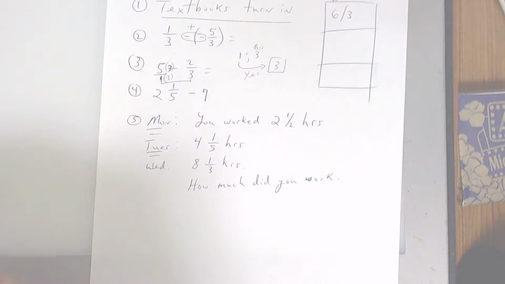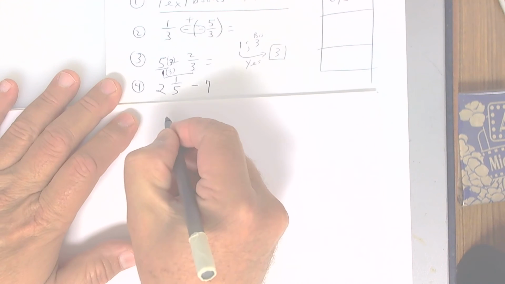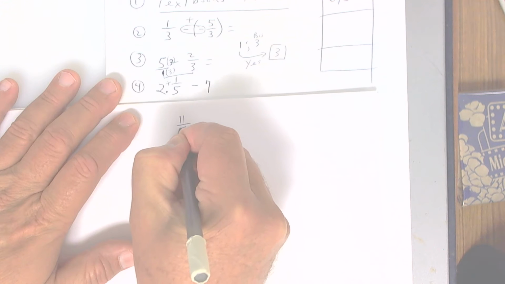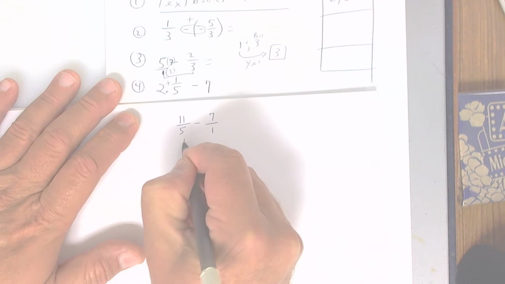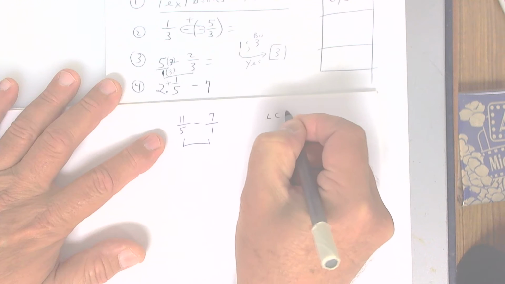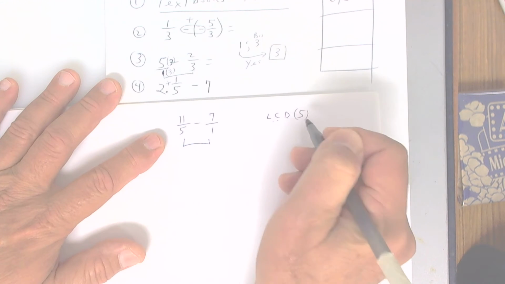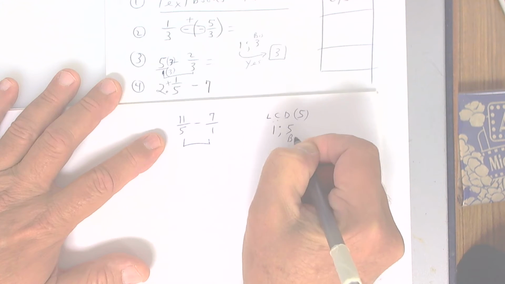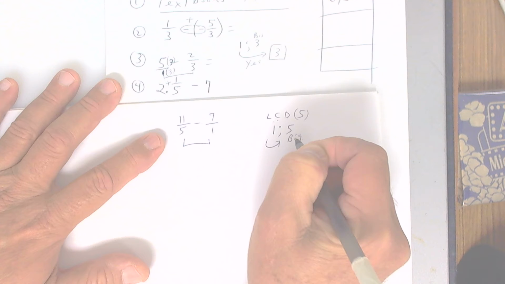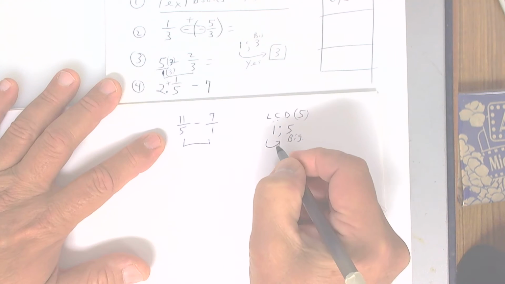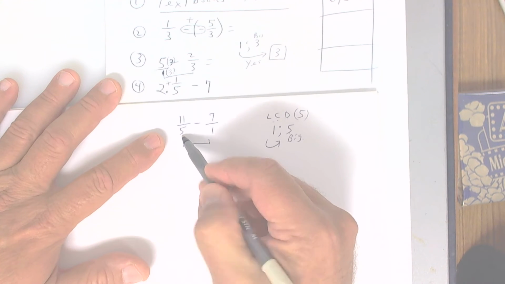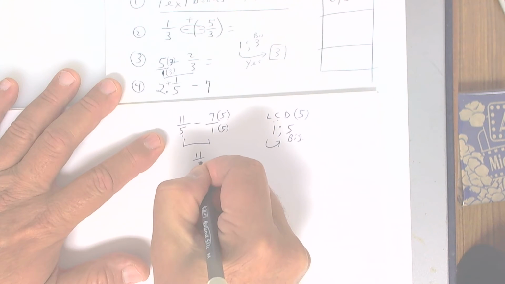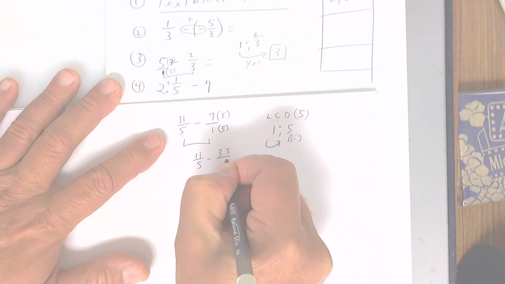Let's go to the next one. This one right here is 5 times 2 is 10, plus 1 is 11, minus 7 over 1. Your least common denominator is 5. How do I know? Well, you take your denominators and you take the big one. Does this one divide into this one evenly? The answer is yes. Well, this is already a 5, but this one you have to multiply by 5. When you do, you get 11 over 5 minus 35 over 5.